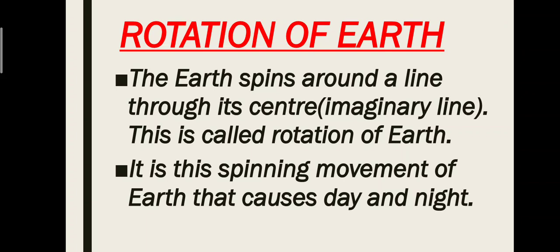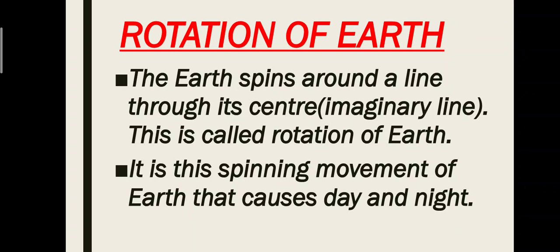In the same way, the earth spins around a line through its center, and this is an imaginary line, and that imaginary line is called the axis, and all this spinning of the earth is called the rotation of the earth. It is this spinning movement of earth that causes day and night. Due to this spinning movement, we have the daytime, and on the other hand we have the nighttime.